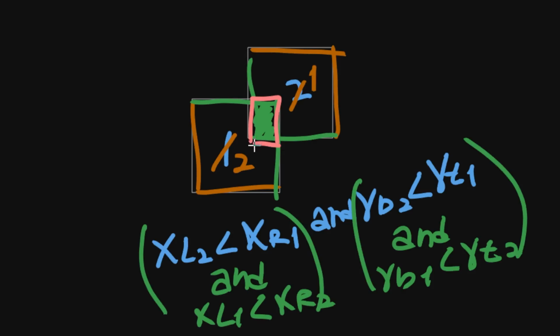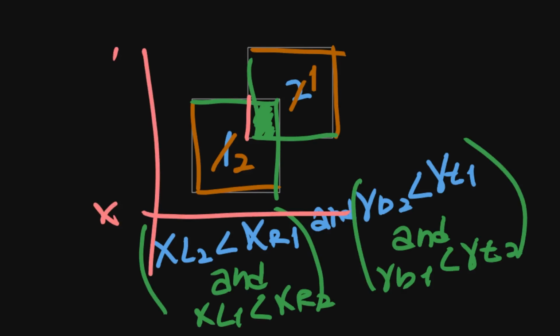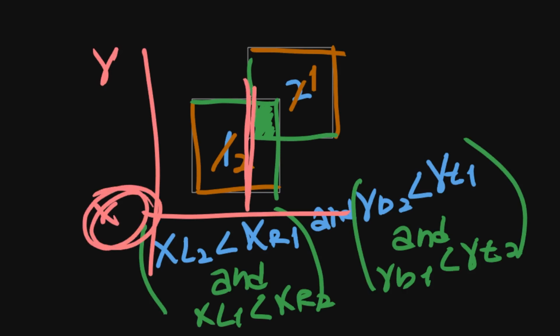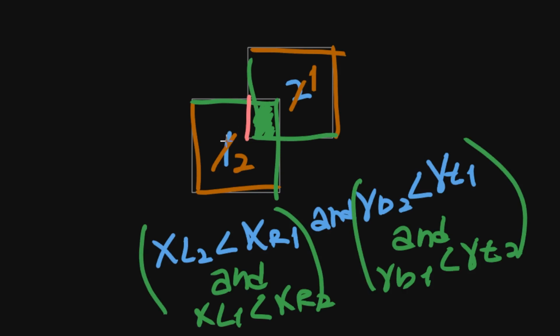Well, first we can get the coordinates of this. So let's start with left. What's the x value? Remember that this is x, this is y. What's the x value of this left side? Well, we can take the maximum between the left side of this shape and the left side of this shape.